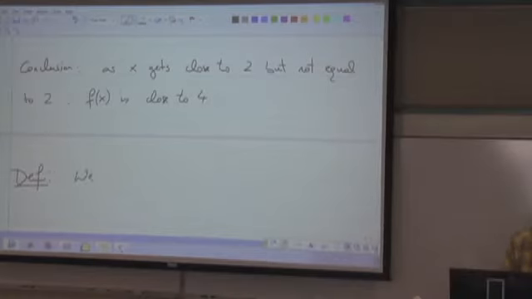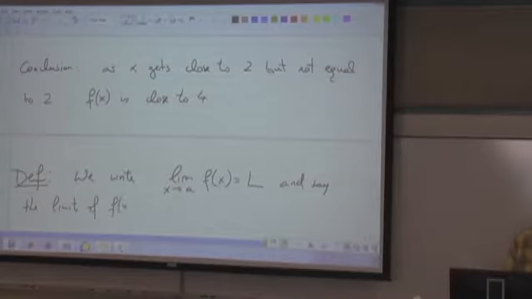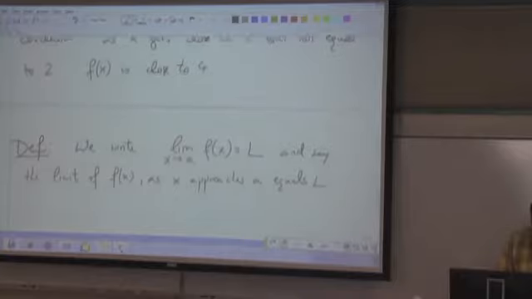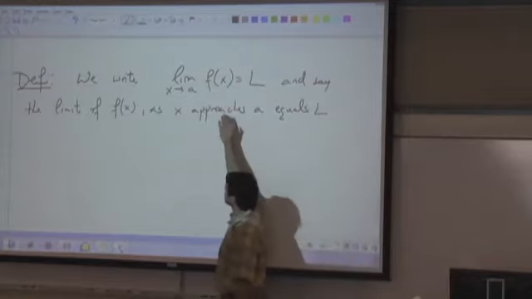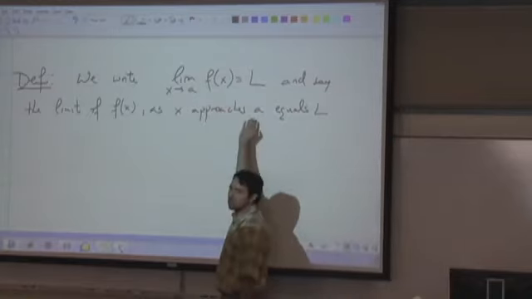We write the limit as x approaches a of f of x is equal to capital L, and say the limit of f of x as x approaches a equals L. So basically just think about reading it: the limit of f of x as x goes to a is equal to L.